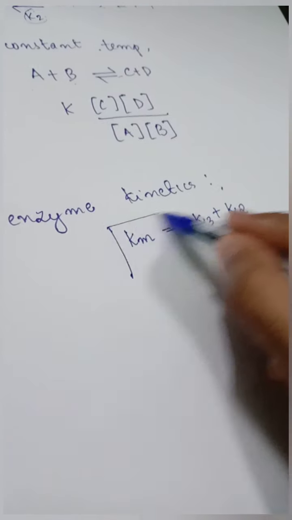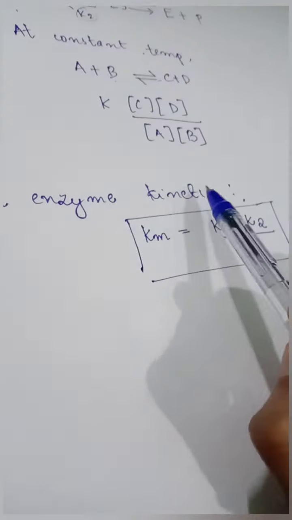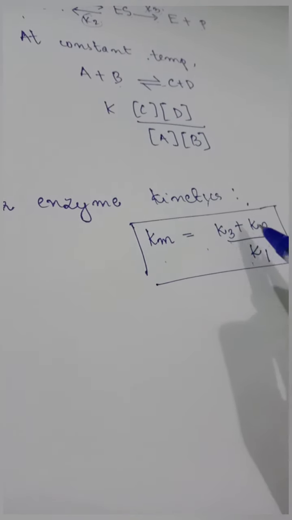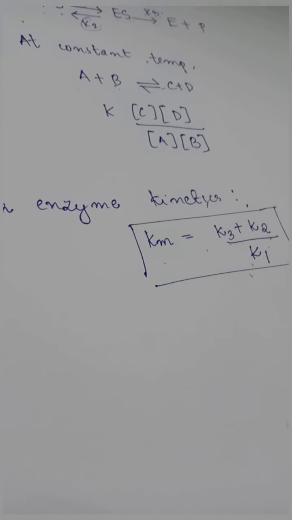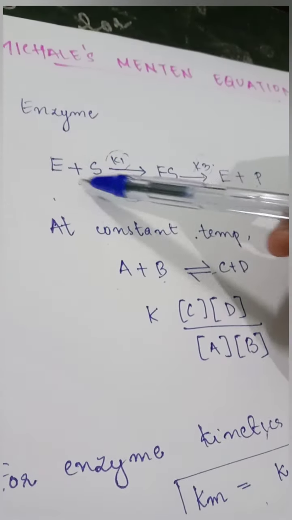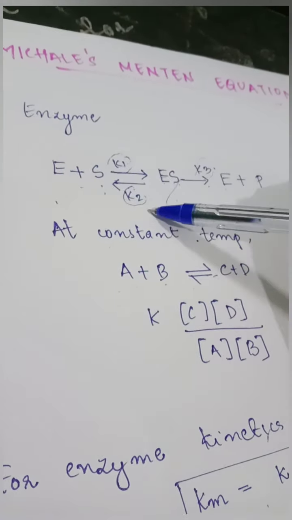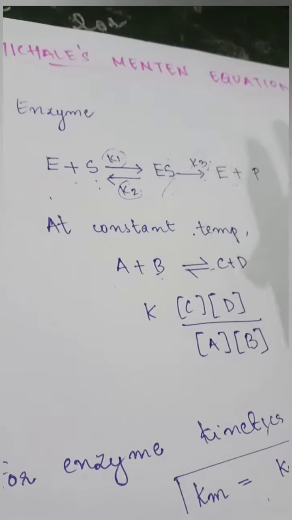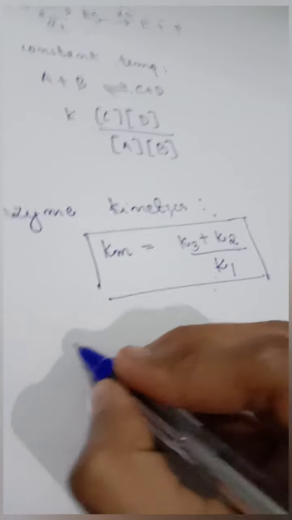That is the first and foremost equation that you need to keep in your mind: Km is equal to K3 plus K2 divided by K1. What are K3, K2 and K1? They represent the velocity constants of the respective reactions. Enzyme plus substrate gives enzyme substrate complex, that is K1. From enzyme substrate complex, formation of enzyme plus substrate is K2. And from the enzyme substrate complex, formation of enzyme plus product is K3. That's it.